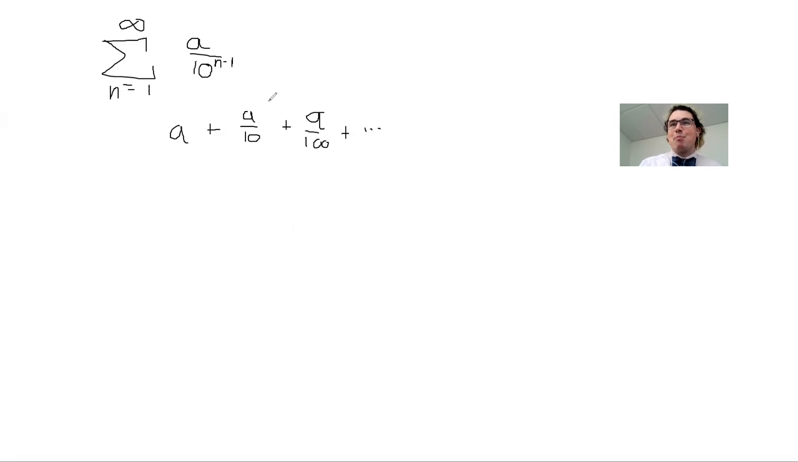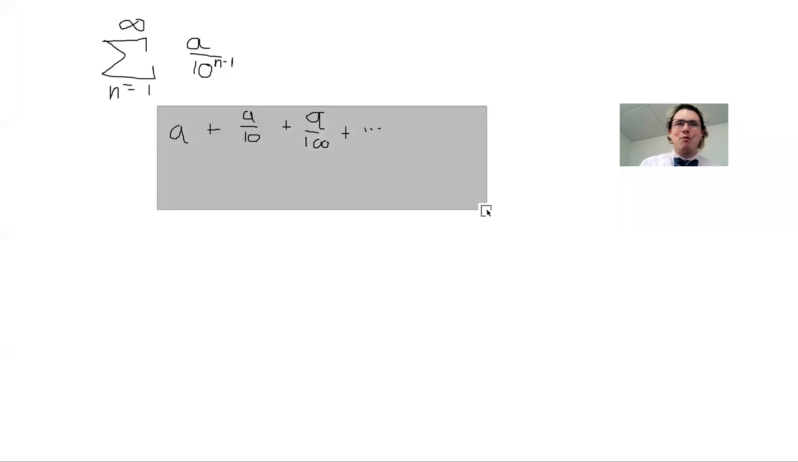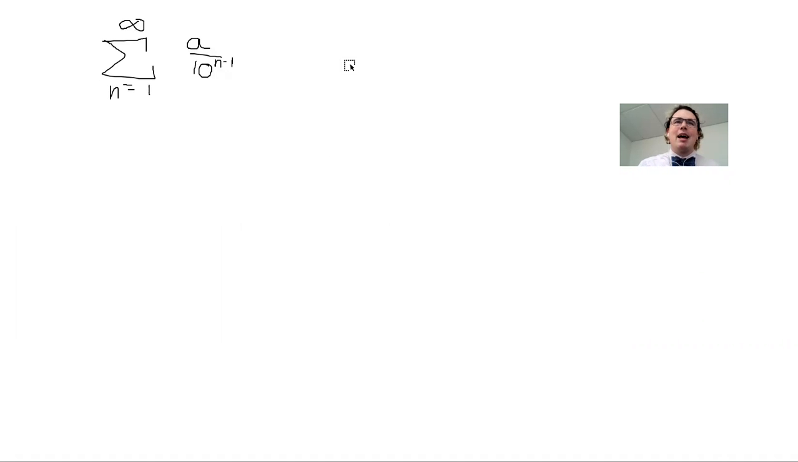And I actually have a particular value of a in mind for this, but for right now, I'll just leave that as a constant to be specified later. So this is definitely a geometric series. My a value is just the a here. Whatever that's going to be, I'll tell you in a minute. And my r is going to be 1/10.